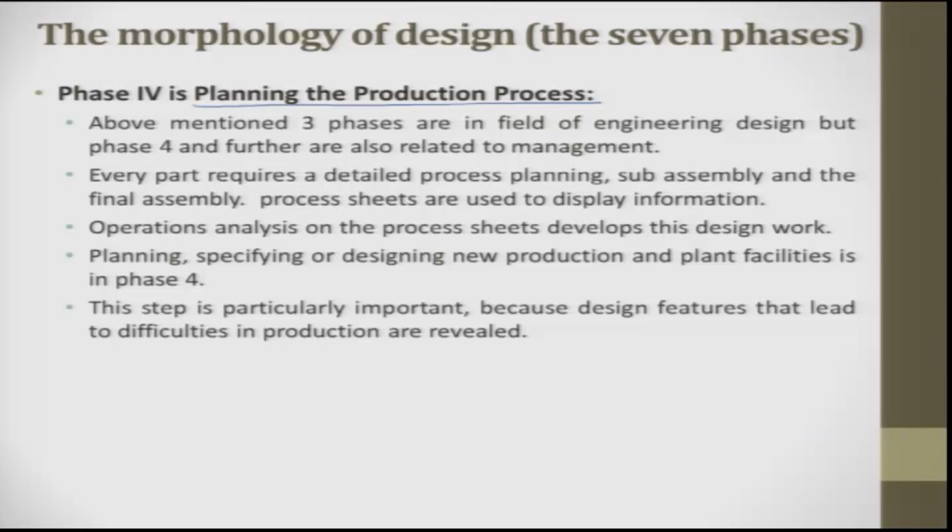Okay. So, there can be a back and forth between detailed design and the production process, but predominantly once the detailed design is fixed, during that time itself a manufacturing expert is involved for decisions. Whatever decision they take is then further taken down. So, phase 4 is planning the production process. As mentioned, the first 3 phases are in the field of engineering design, but the 4th phase and further are related towards management.